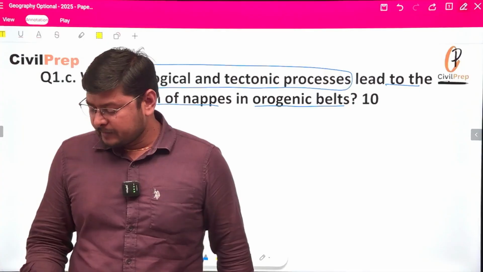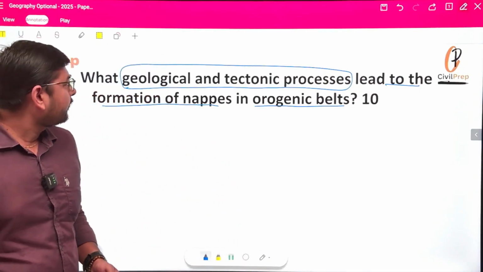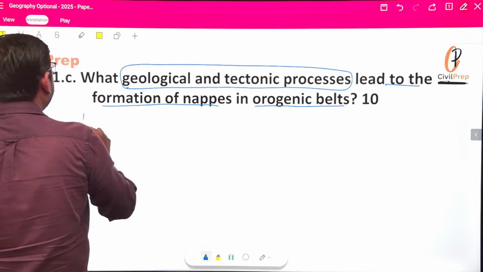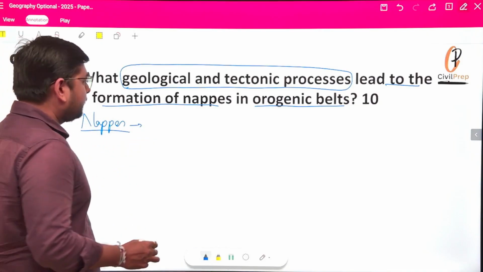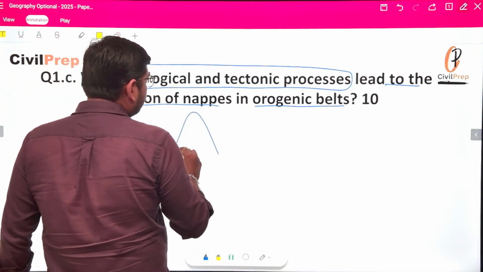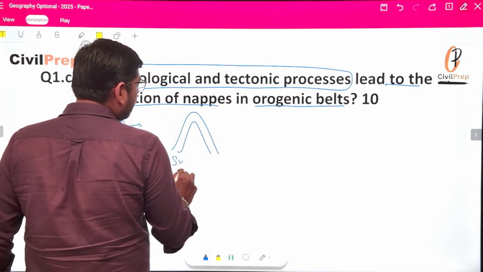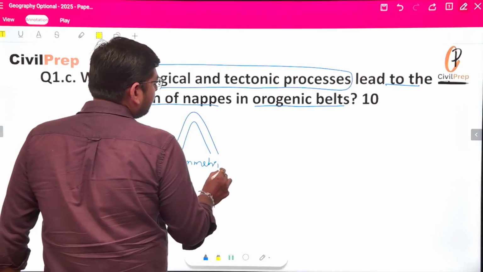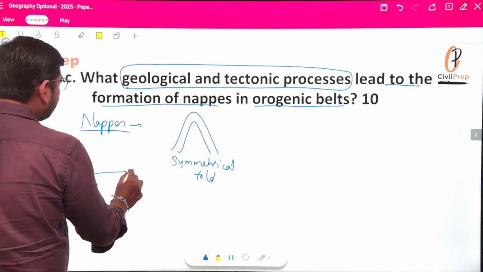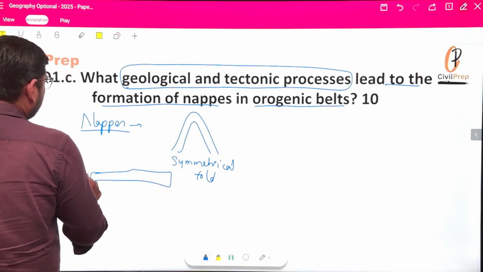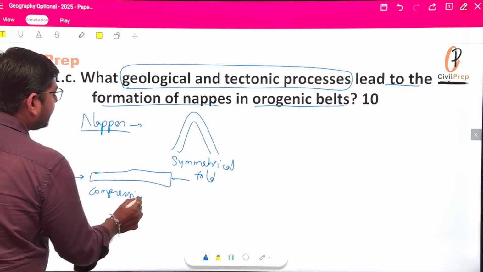So in this part, guys, we'll be seeing here first thing, what are nappes? Nappes you might be aware about. There is a folding process. Okay, so there are various types of folds. For example, this is a symmetrical fold. This fold occurs whenever there is a compression. Whenever there is compression of plate.